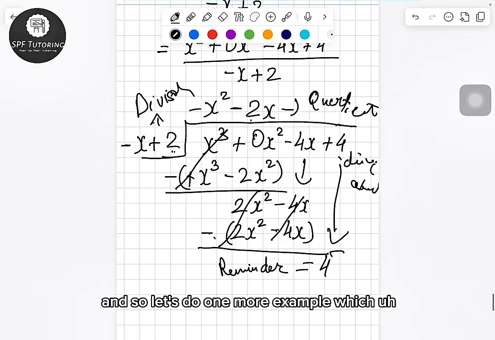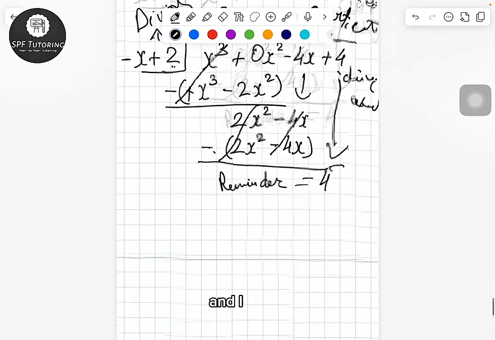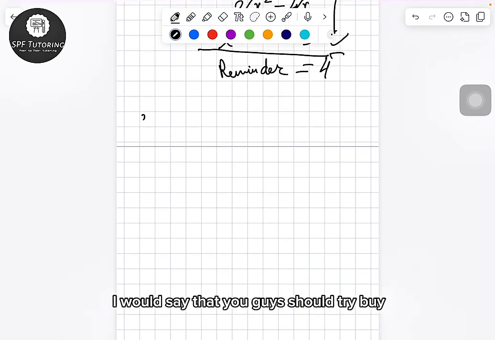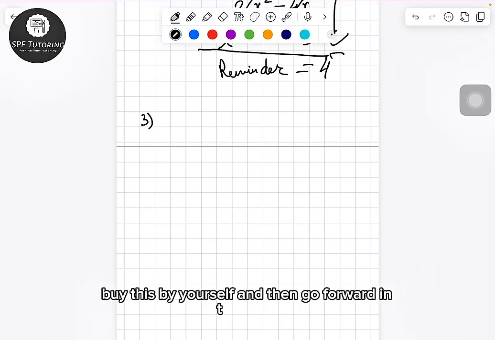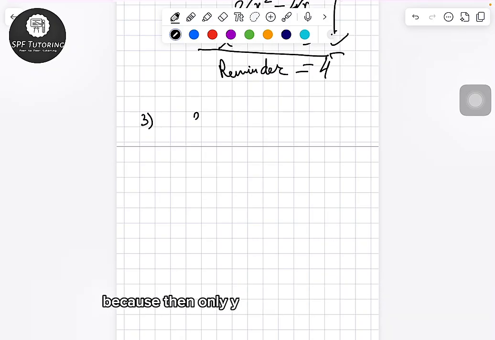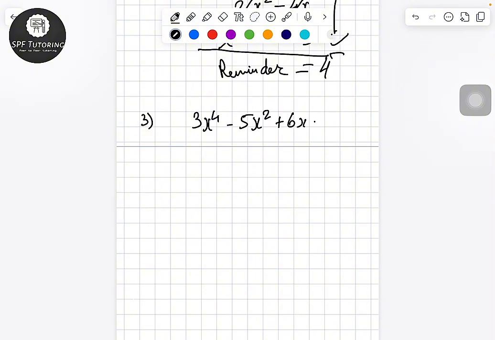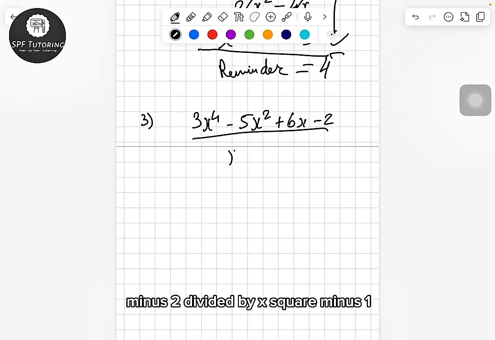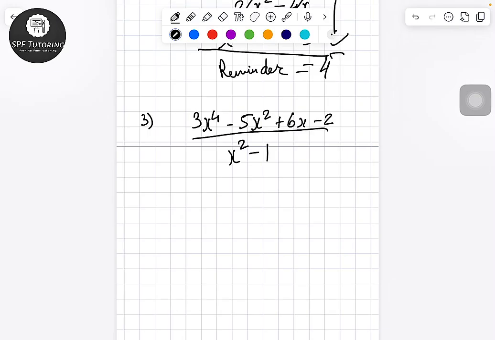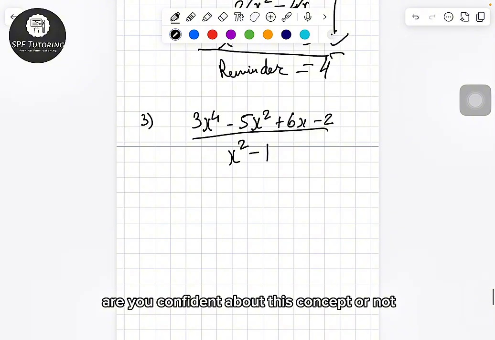Let's do one more example, which is a little bit challenging. I would say you should try this by yourself and then go forward in the video, because then you're testing your skills. Did you understand or not? The question is 3x to the power of 4 minus 5x squared plus 6x minus 2, divided by x squared minus 1. So this is your question. Take a minute, or more than a minute, to solve this question by yourself, and then watch the video. Are you confident about this concept or not?